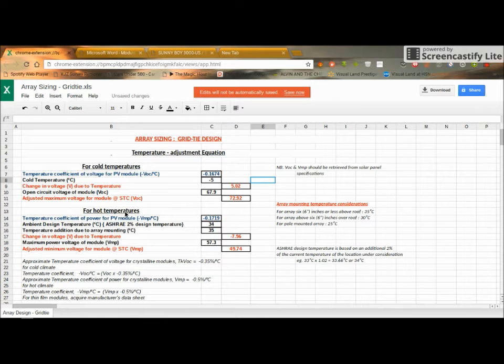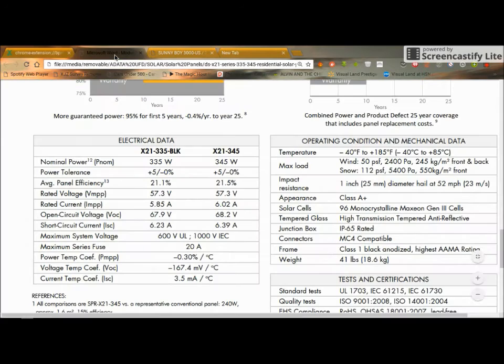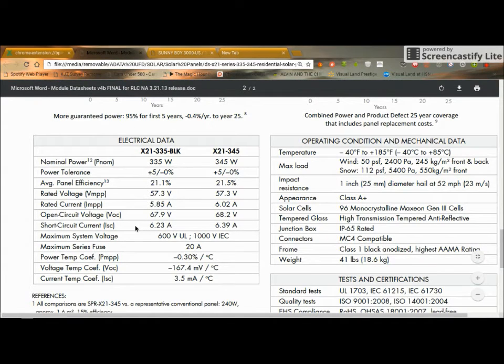Now for hot temperature, when the temperature rises, so for the summer months, for example, we'd search now for the temperature coefficient of power, which is the voltage maximum power per degree Celsius. Again, we go back to our module specs. Where would we find that? Incidentally, where we have voltage temperature coefficient VOC, we don't have it for VMP. So how would we come to that?